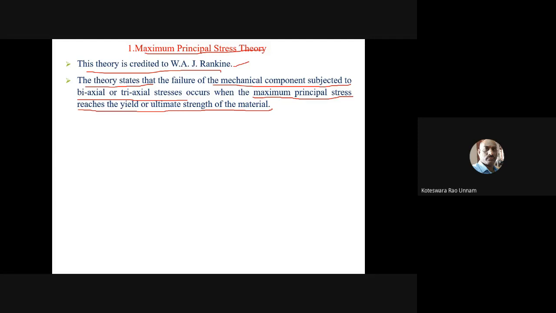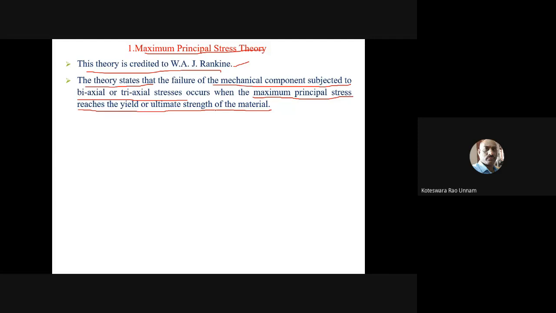If the magnitude of this maximum principal stress exceeds either the yield strength or the ultimate strength of the material, I can say the component is going to fail. As long as this maximum principal stress is less than the yield strength or ultimate strength of the material, we can say the component is safe, that means the design is safe. So in order to design the component, your design equation will be: sigma 1 should be equal to yield strength or ultimate strength. That is your design equation based on Rankine's theory.